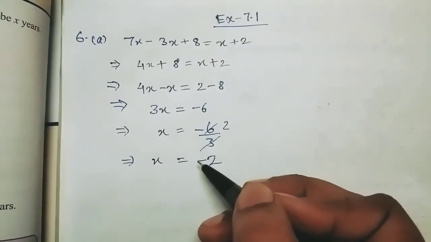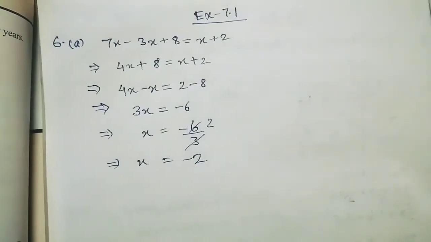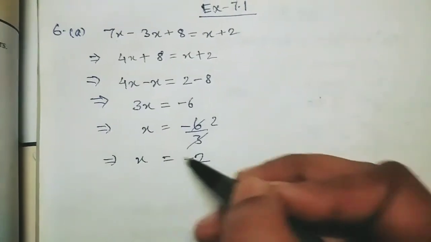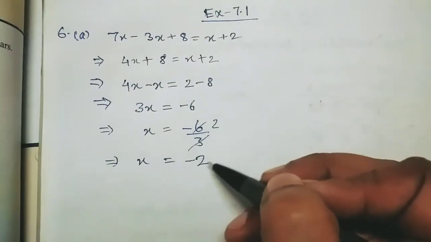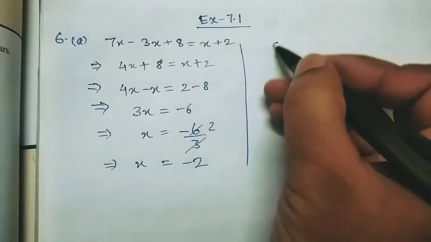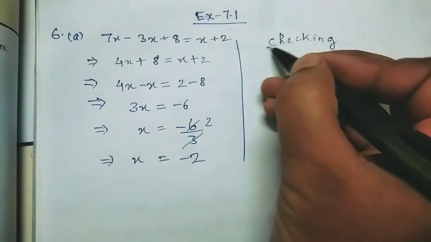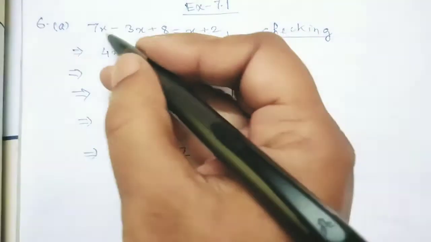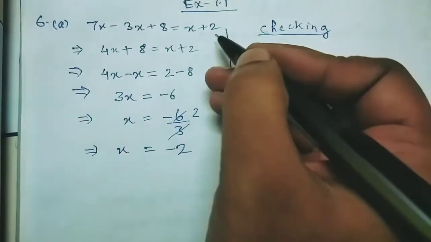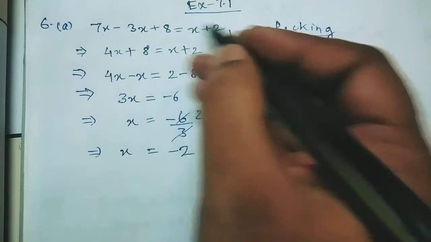Now our next part is what? Checking your answer. How can you check the answer of this question? Whether this x equal to minus 2 is correct or not, we'll check now. Okay. Now see how to check. So write down here: this is the LHS part, this is the RHS part. We will check both the parts. First of all, we'll check the LHS, then the RHS.